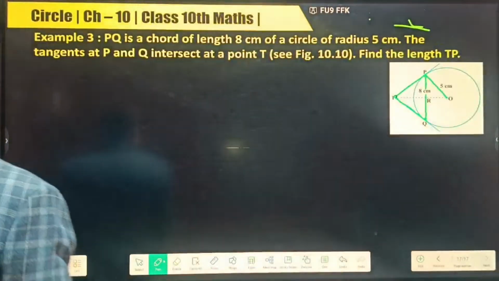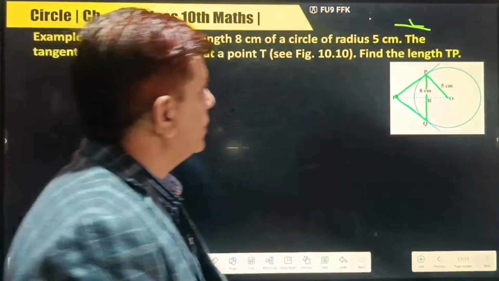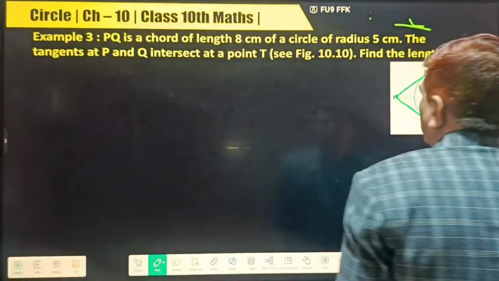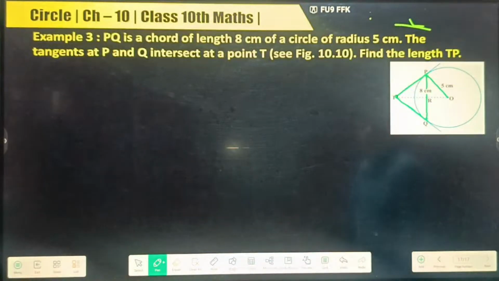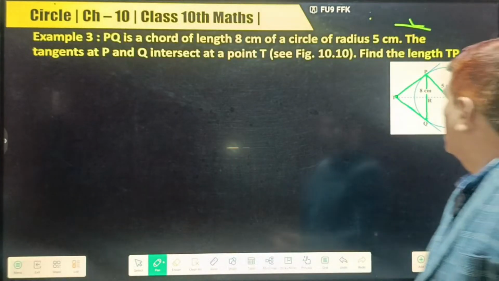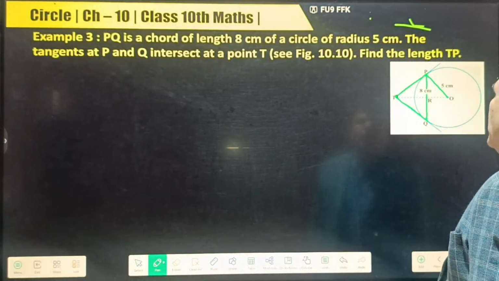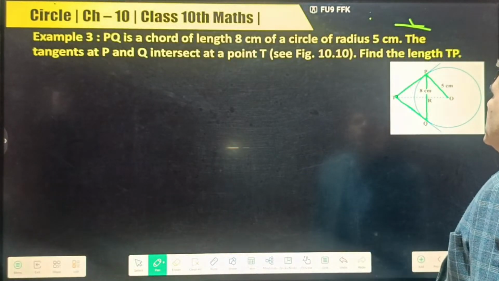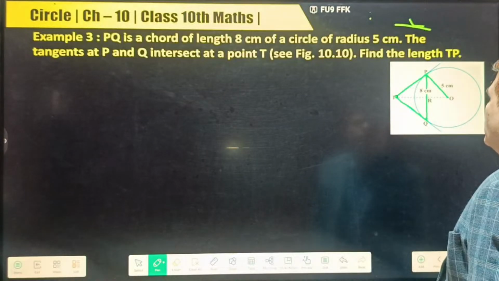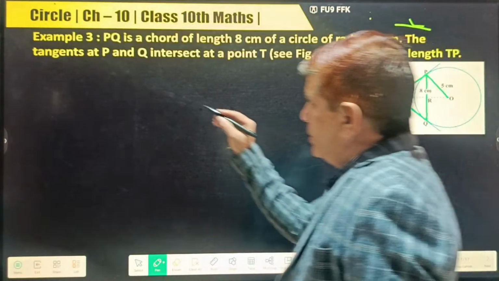So here there are two methods. One is that you can prove these triangles are similar. Otherwise, you can apply the Pythagoras theorem. So by which method? By the similarity rule I can tell. Which triangles are similar? First solution.